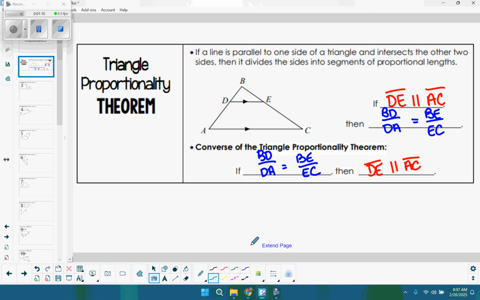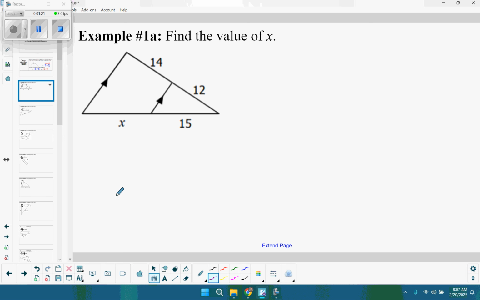The converse is also true. If I can show that this fraction on this side is equal to this fraction on this side, then I can show that these lines are parallel. So for example, 1a, I'm just going to take these two numbers, 14 over x, equals these two numbers, 12 over 15. Because the lines are parallel, I can do this.